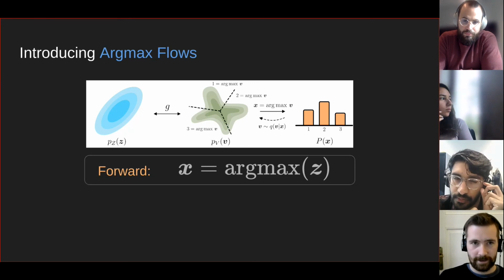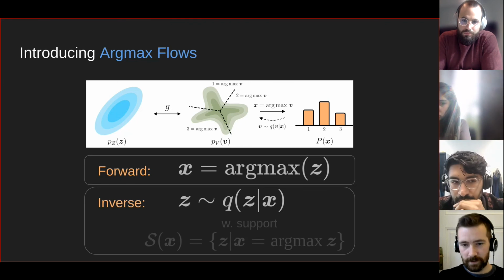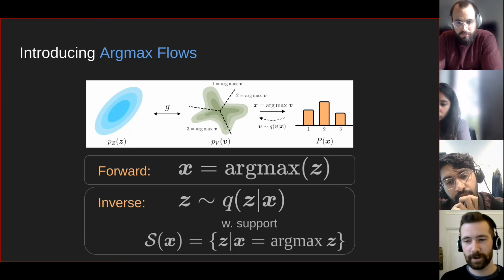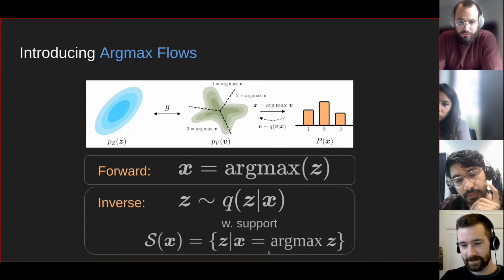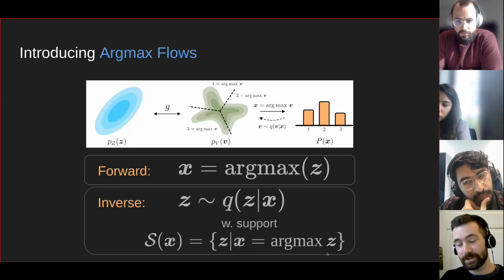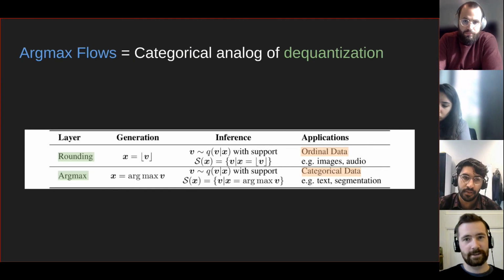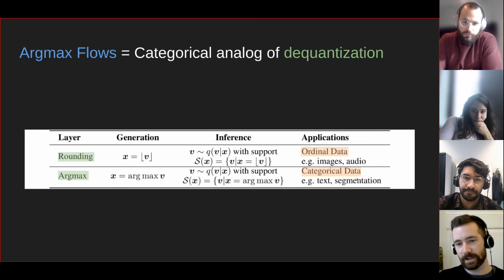And since this is a surjective layer, we define the inverse as a stochastic inverse. It is supposed to define a distribution over all the possible right inverses of the Argmax function, and that will be a distribution that has a support where you only map to values of the set where, if you take the Argmax of that set, you get the same X back, essentially. And so this is, as I said, a natural analog of dequantization for categorical data. They are 2 different deterministic transformations that turn continuous values into discrete values. But dequantization is natural for ordinal data, and the Argmax is natural for categorical data.